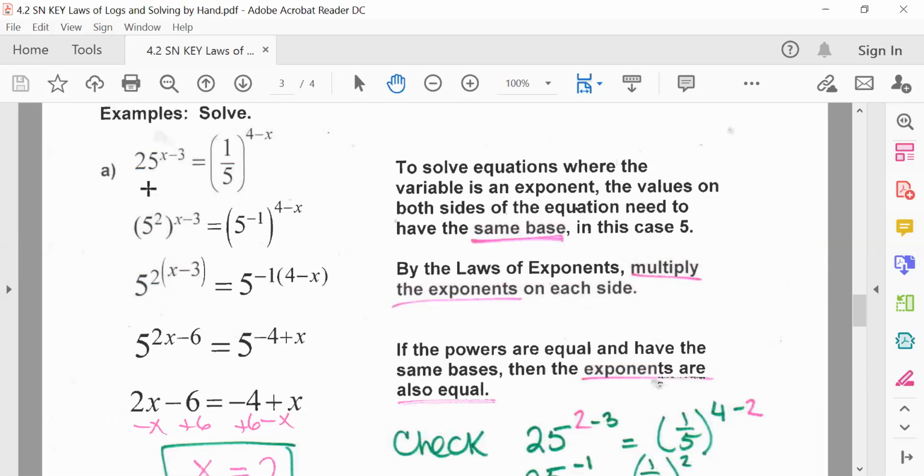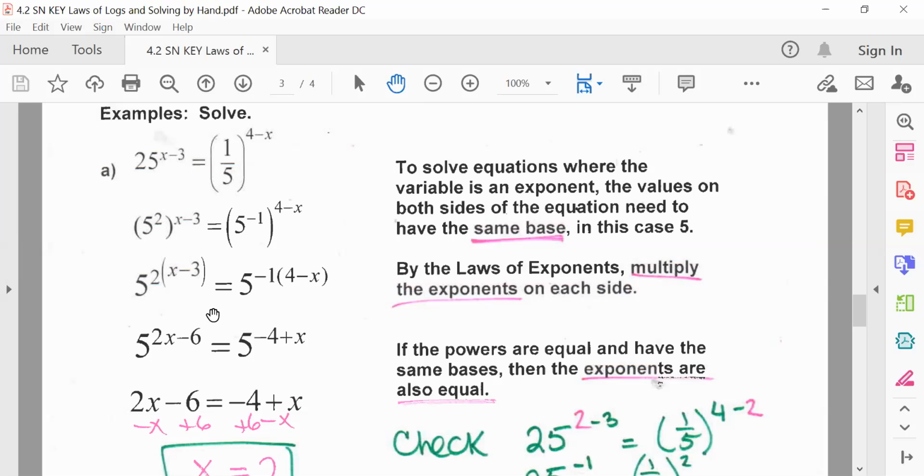Okay, 25 is 5 squared. We didn't change anything. We just wrote 25 down as 5 squared. Same thing with 1 over 5. That's 5 to the negative 1 power. We haven't changed anything. What do you think equals? We've just rewritten 1/5 as 5 to the negative 1 power.